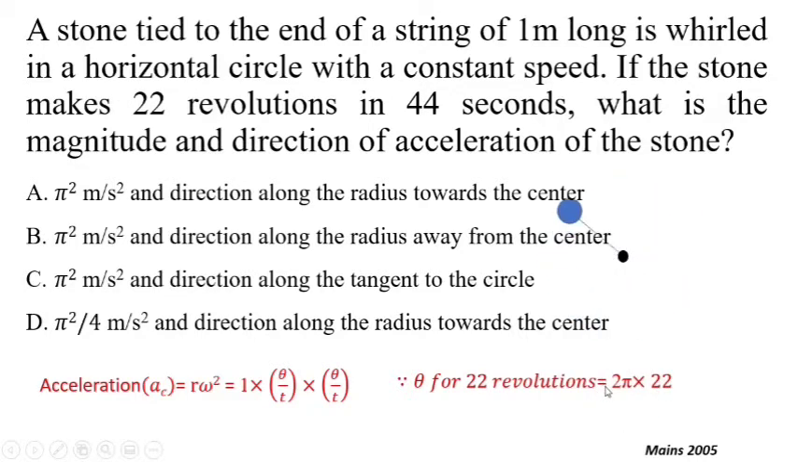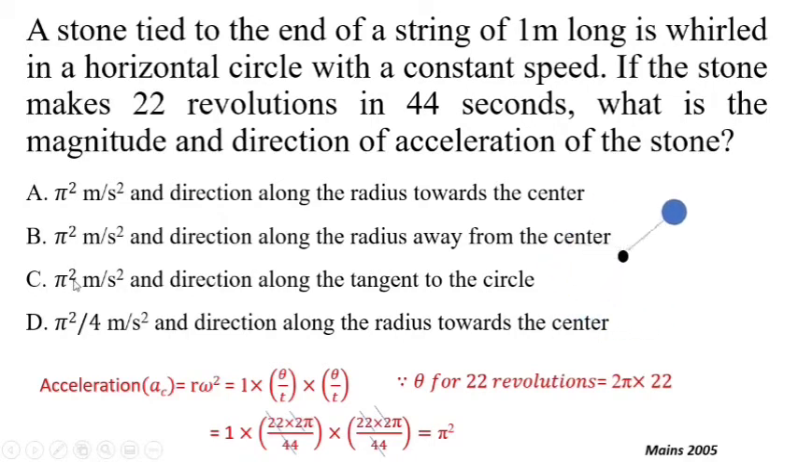pi. For 22 revolutions theta will be equal to 2 pi into 22, and time is also given, that is 44 seconds. If you use these two values in this equation, you will get 22 into 2 pi divided by 44. So 44 will get cancelled and only pi remains. So pi multiplied by pi becomes pi square.